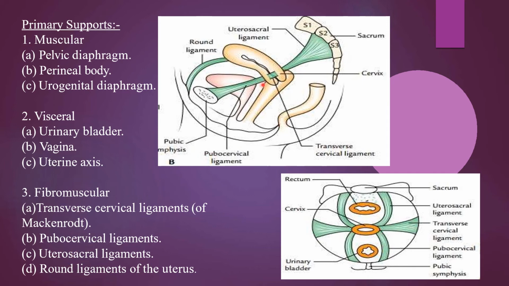In this picture, you can see the different ligaments. This is the round ligament, and this is the uterosacral ligament that connects between sacrum and the uterus. And here you can see the transverse cervical ligament that passes through the cervix transversely. Here you can see pubocervical ligament attaching between symphysis pubis and the cervix.